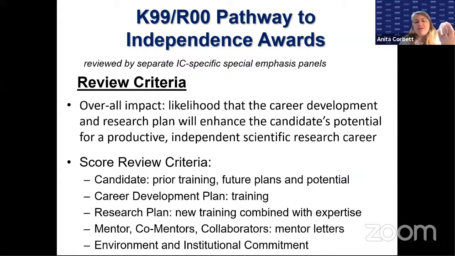And the review criteria are similar for any kind of training mechanism. Really what the reviewers are looking for is this overall impact, the likelihood that the career development and research plan will enhance this particular candidate's potential for a productive, independent scientific research career. Those criteria are very similar even for the pre-doctoral and postdoctoral grants. But now they're really trying to assess, is this someone that during the time of this funding is actually going to be able to move into an independent position?